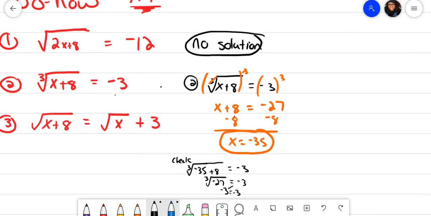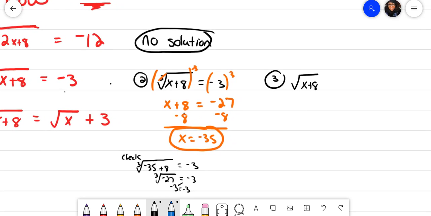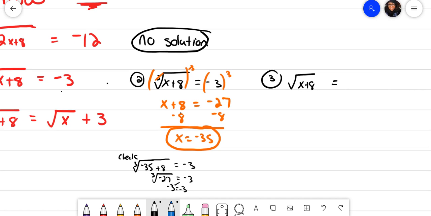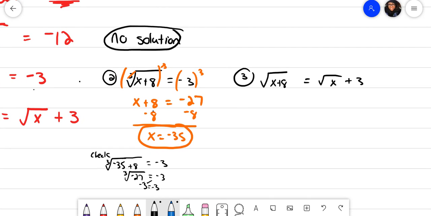All right, for number 3, I'll move this one over here. Number 3 is going to be pretty much the hardest one you're going to come across with these radical equations. It equals root x plus 3. For this one, if we go back to the rules we went over on Tuesday, I don't even know what day it is, I think Tuesday, our last session, we want to try to get the radical by itself.